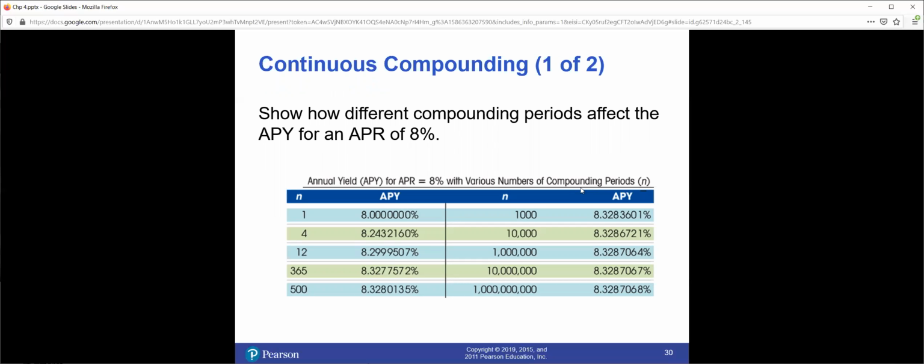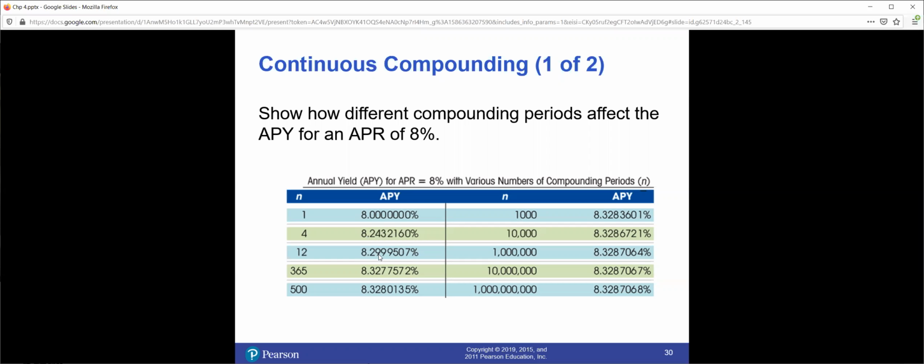Here's how different they can get. You will notice here, the more you compound, the larger the APY gets compared to the APR. You start out with an APR of 8%. And as we notice here, going from APR equals APY to compounding quarterly, we've jumped almost a quarter of a percentage point. However, the more we compound, the smaller the jump gets.